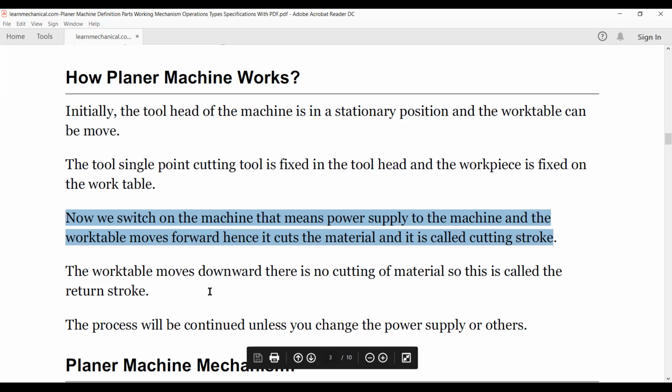But in the case of the shaper machine, the cutting tool is reciprocating and the work table is stationary, and you can see the cross belt drive and the open belt drive here as well. Okay, I hope you got this.